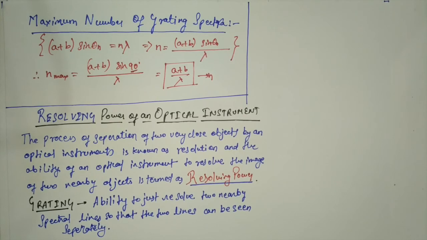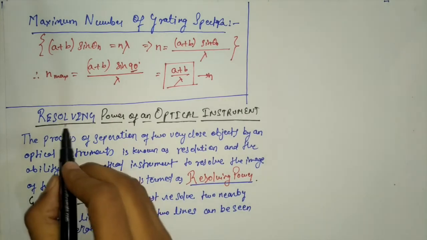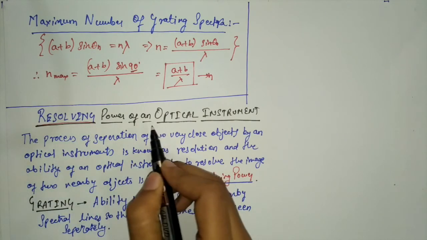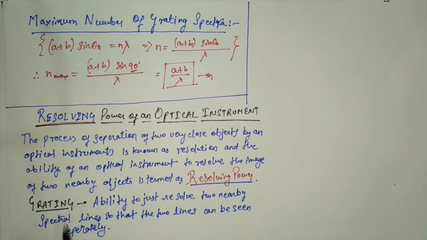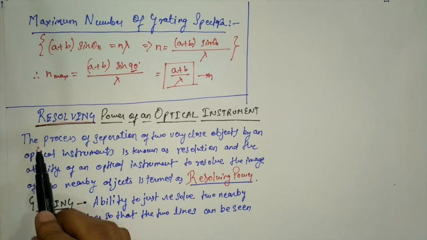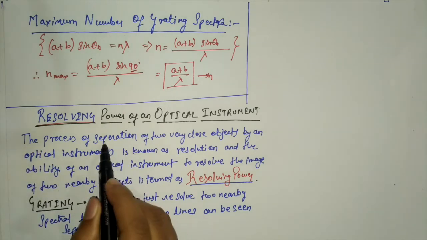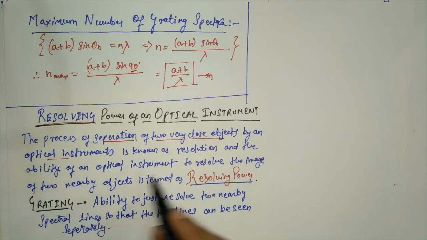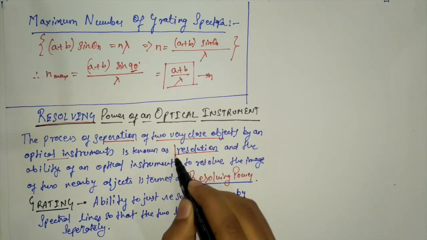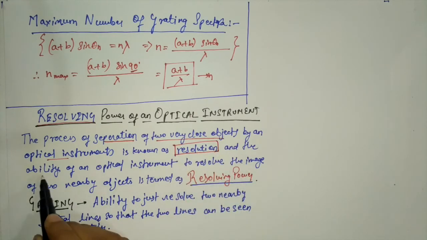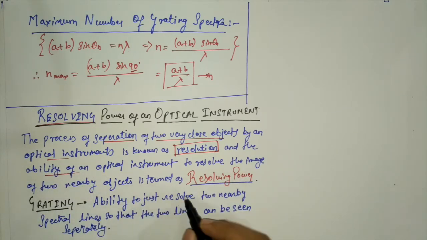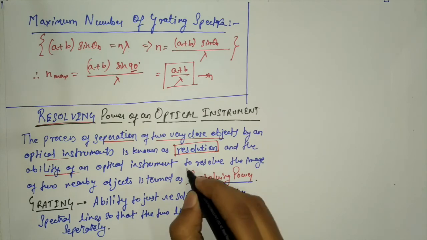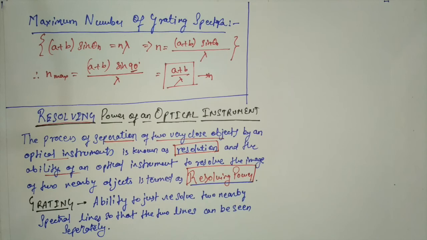So now we focus on another criterion, that is the resolving power of an optical instrument. So what is resolving power? Let me read the definition for you all. The process of separation of two very close objects by an optical instrument is known as resolution. And the ability of an optical instrument to resolve the image of two nearby objects is termed as the resolving power. So this is the important definition from examination point of view.